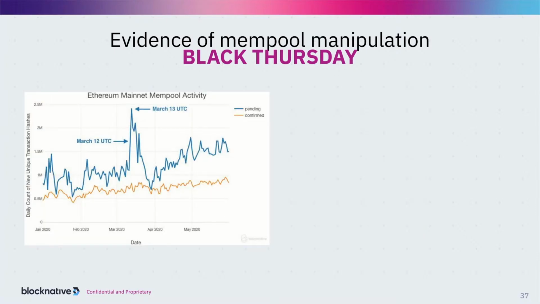Now, this is the Mempool 101 class, so I'll go over this at a very high level. If you want to learn more, we do have a fantastic blog covering the entire Black Thursday situation, and I highly encourage you all to read it. So the rapid price change in ETH created congestion in the mempool. And here we can see the massive spike in count of unique transactions entering the mempool at that time, right? You can't see what I'm pointing at, but I'm pointing at the spike.